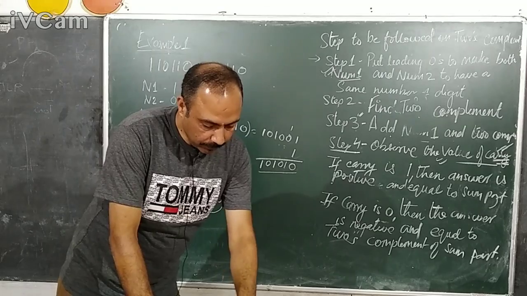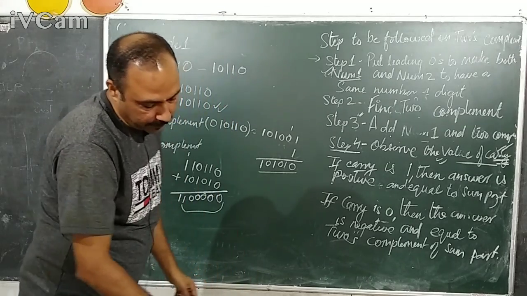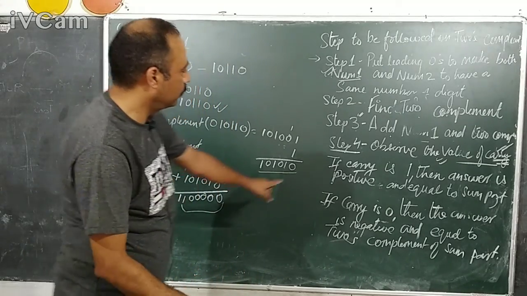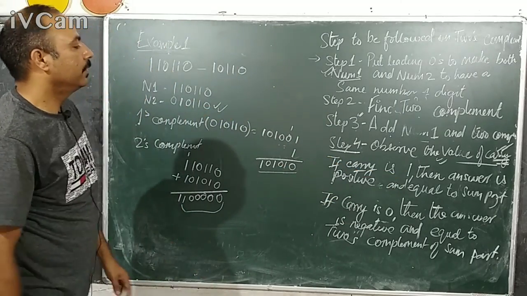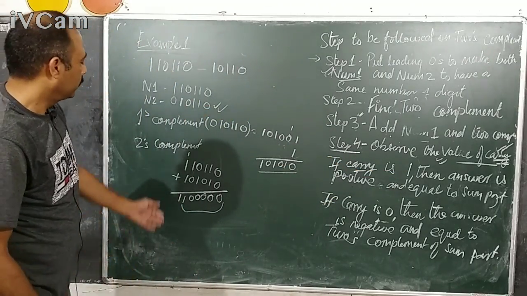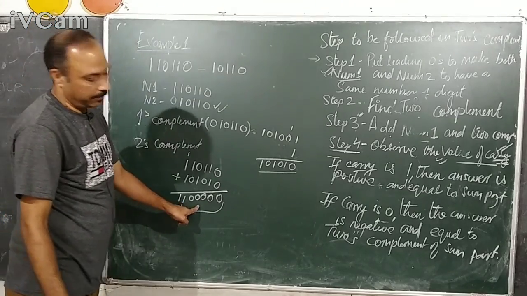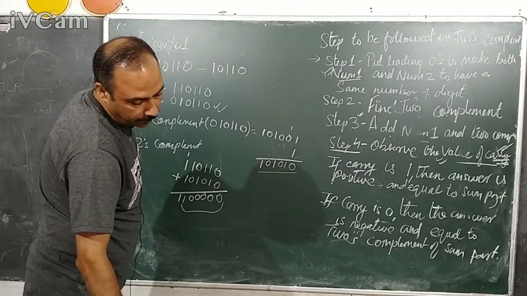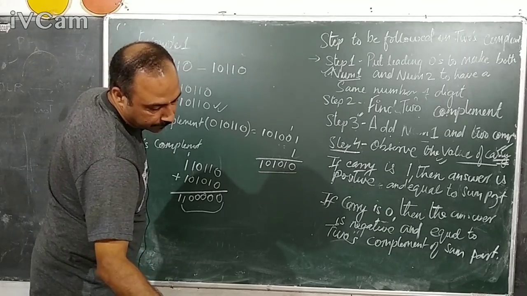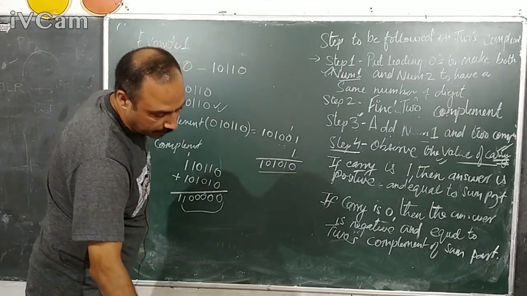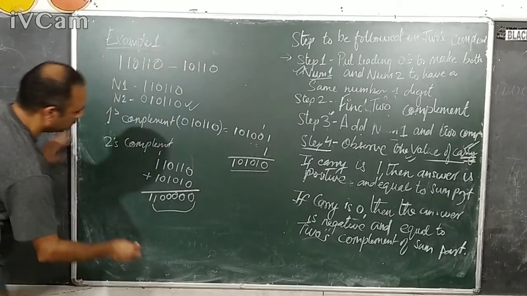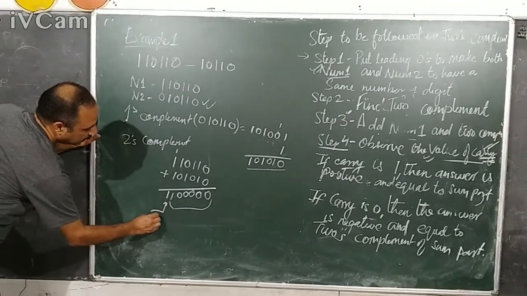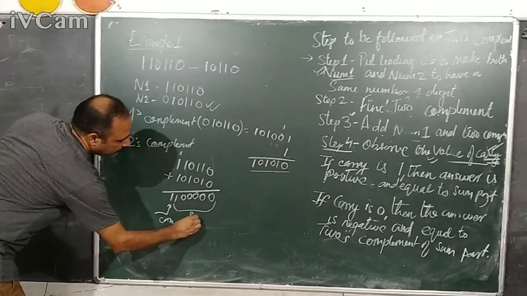Now I just have to find the answer. It's written over here: if the carry is 1, then the answer is positive and equals the sum part. So the answer is this one only, 110000. Now I just have to drop this one. This is the carry and this is the sum.